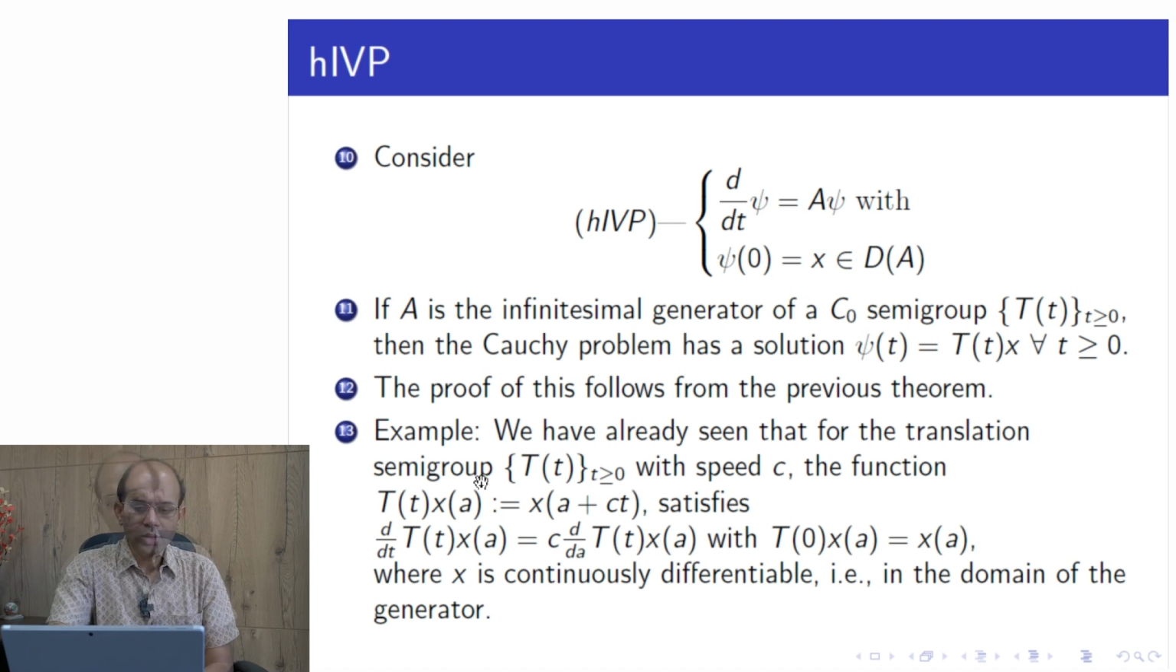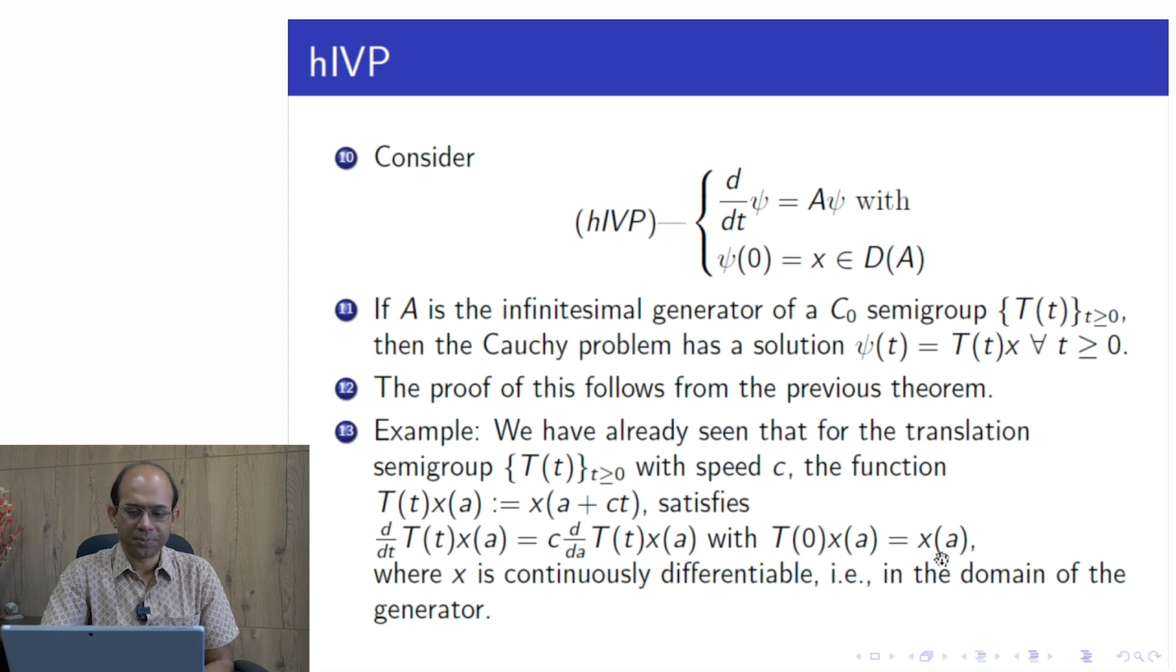So what we have already seen is that the derivative d/dt of Tt of x at a is equal to c times d/da of Tt of x at a. Here this derivative is with respect to the variable small a. Small a is a real number, and x is the function. Here T of 0 is the identity operator: T of 0 x at a is equal to x of a itself.